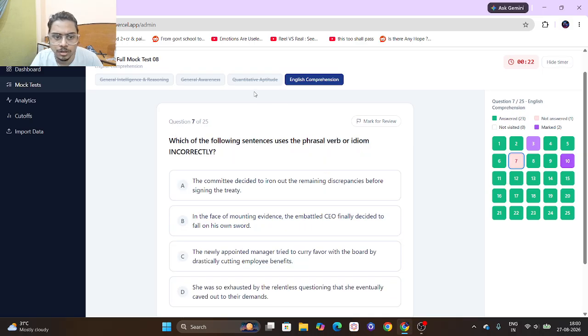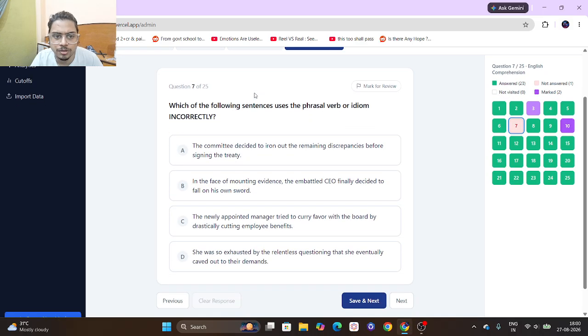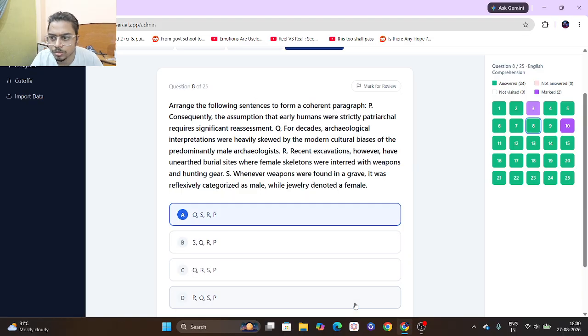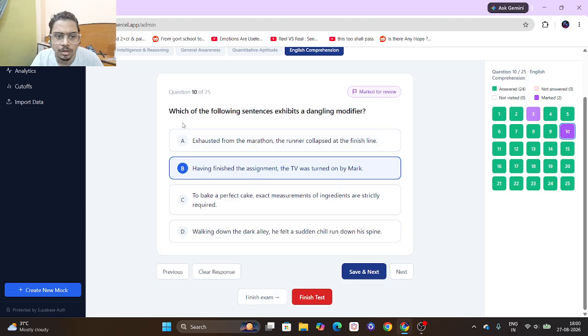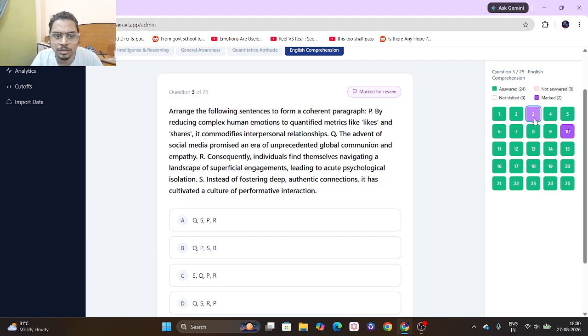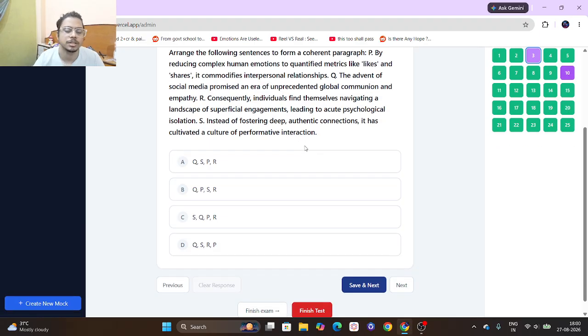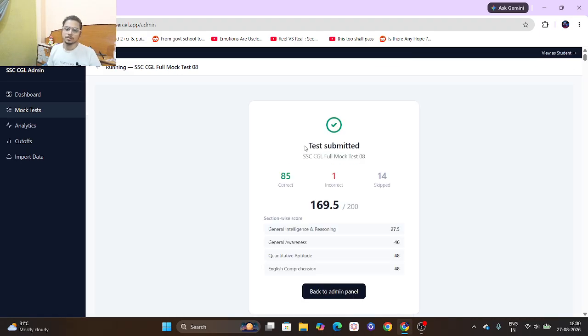Next. Which of the following sentences use the phrasal verb or idiom incorrectly? The committee decided to iron out the remaining discrepancies. Arey, I marked this, na? Caved out. This is true. I marked this. Which of the following sentences exhibit dangling? I marked this also. One is left, na? And that's it. Oh, only one incorrect. Nice.